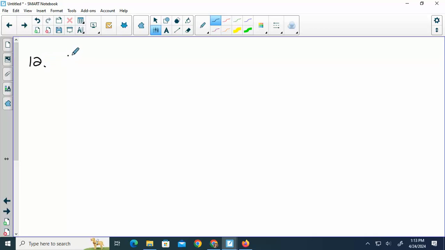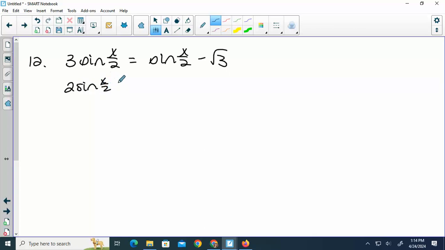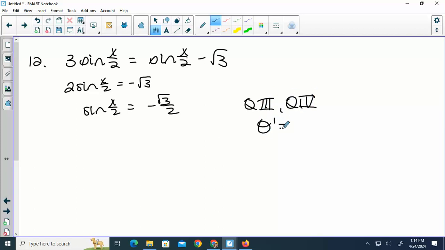And number 12. Oh, we got time, baby. Okay, so if I subtract over sine, it's not the angle that changes, it's the coefficient. Divide by 2. In what quadrants is sine negative? 3 and 4. Reference angle. When is sine radical 3 over 2?